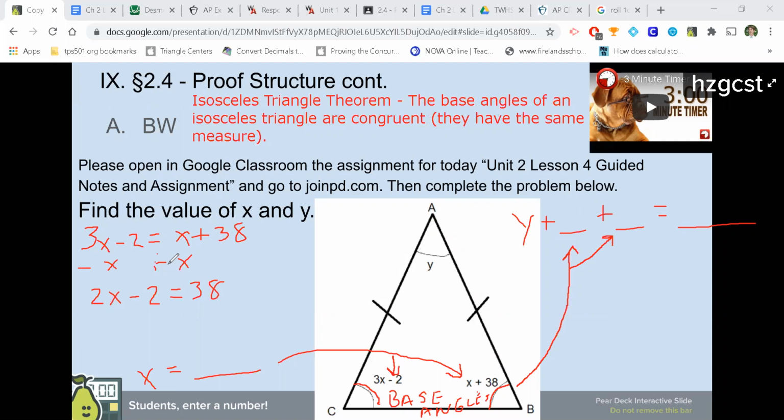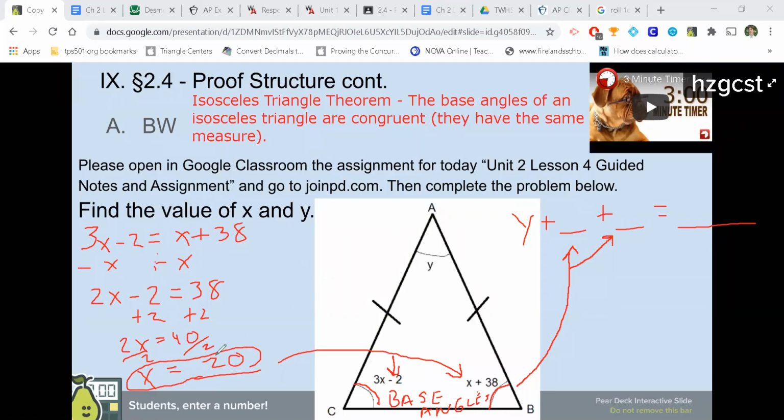I have 2 more steps to get x by itself. I need to get rid of the times 2 and the minus 2. To get rid of the minus 2, I would plus 2, to get 2x is 40. To get rid of the times 2, I would divide. 40 divided by 2 is 20.